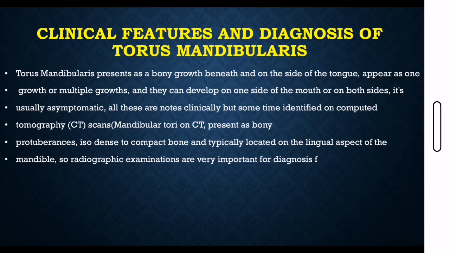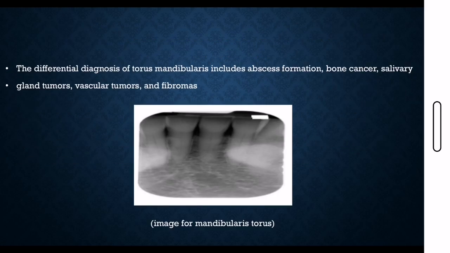Mandibular tori on CT present as a bony protuberance of dense, compact bone, typically located on the lingual aspect of the mandible. So, radiographic examination is very important for diagnosis. The differential diagnosis of torus mandibularis includes abscess formation, bone cancer, salivary gland tumors, vascular tumor, and fibroma. Here we have an image of a mandibular torus.